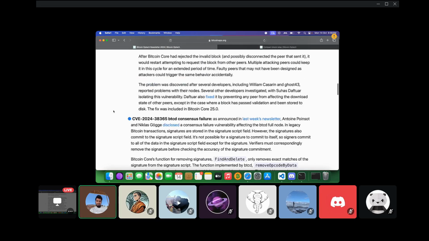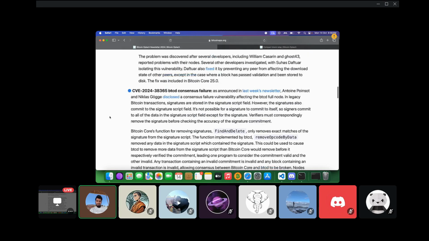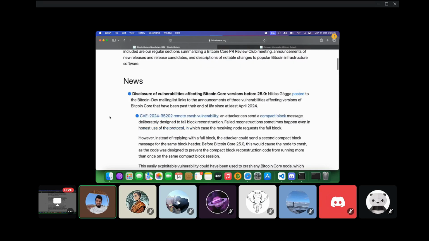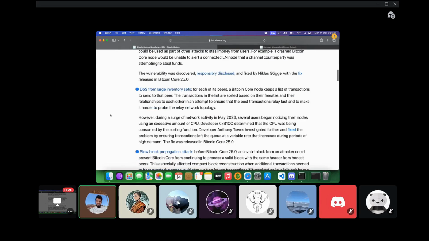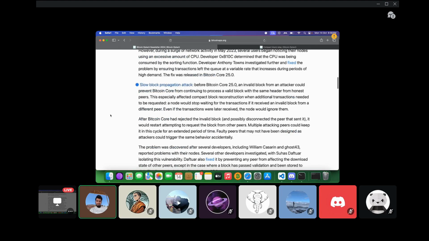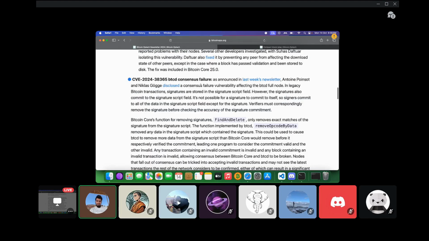Fine. Now we've covered all three vulnerabilities of Bitcoin Core. The first being about a remote crash vulnerability, the second one being about inventory sets, and the third one being about slow block propagation. Now let's talk about a vulnerability in btcd. As announced in last week's newsletter, Antoine François and Nicholas Gerger disclosed a consensus failure vulnerability affecting the btcd full node. We discussed this last week.